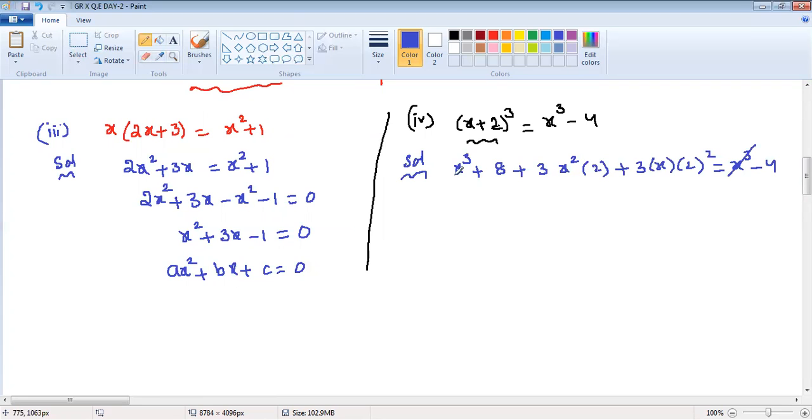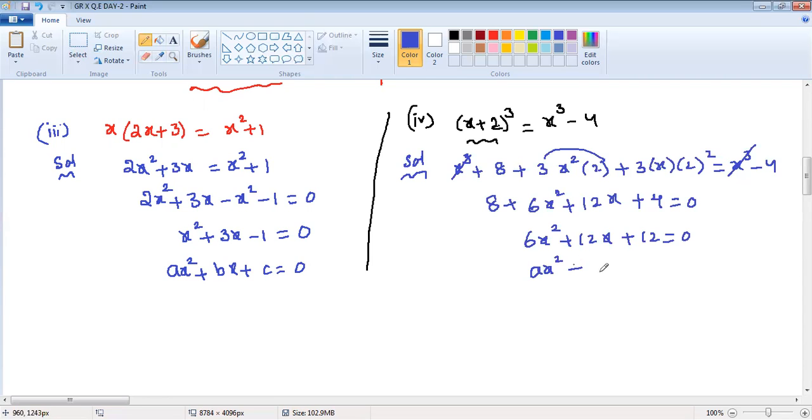Both sides x cube cancel. Now 8, then 3 into 2 is 6x square, then 2 square is 4, 3 fours are 12, 12x, and that minus 4 also carry, so plus 4 is equal to 0. Then it will become 6x square plus 12x plus 12 is equal to 0, which is also in the form of ax square plus bx plus c is equal to 0. So therefore this is also a quadratic equation.